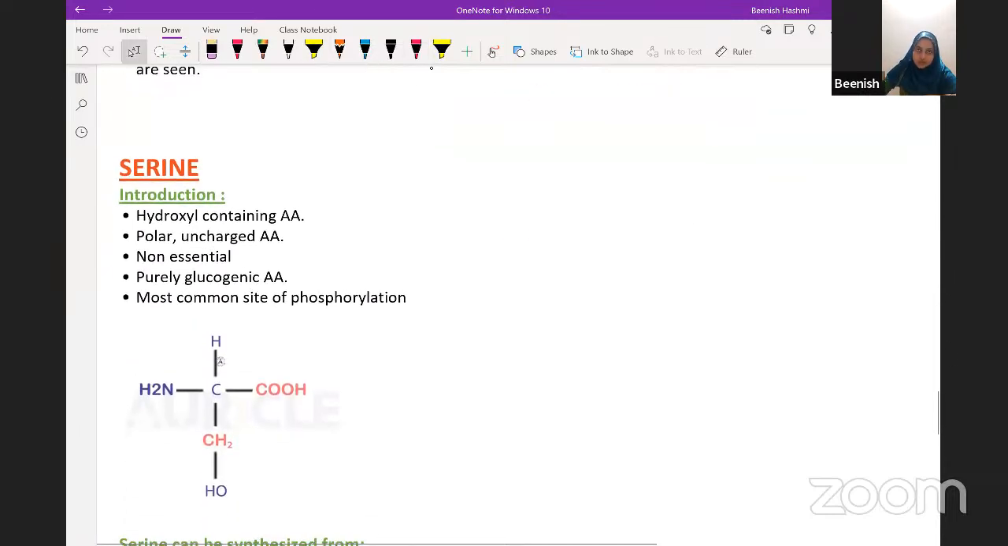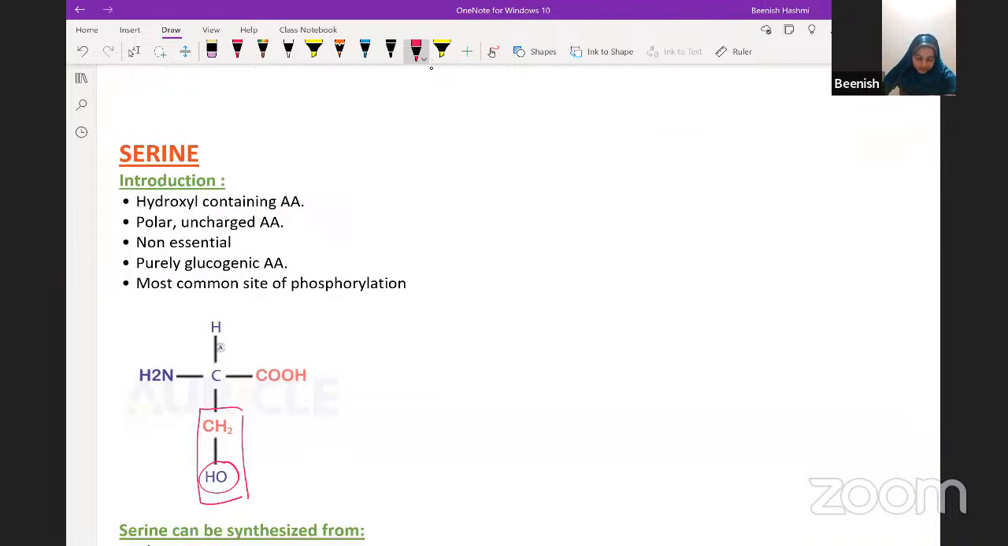Now let's talk about serine. Serine is again a hydroxyl containing amino acid. We've discussed the structure of serine before, in the beginning of the lecture. It has just a beta carbon to which a hydroxyl group is attached. It is polar and uncharged. It is non-essential, purely glucogenic and the most common site for phosphorylation and dephosphorylation.